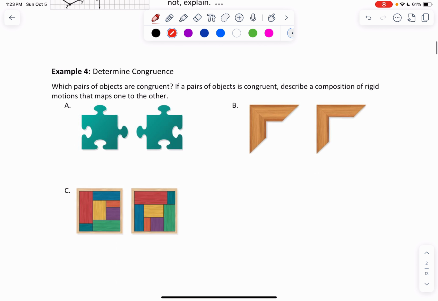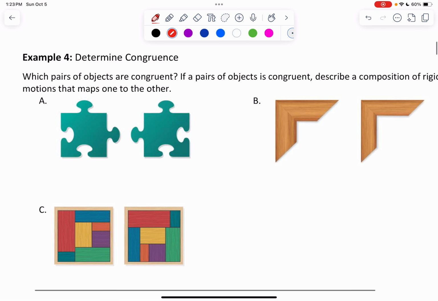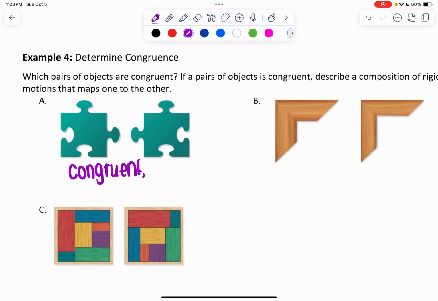And then finally, this last part. It says determine congruency. So just which pair of objects are congruent. If a pair of objects are congruent, describe a composition of rigid motions. So like this one, if I look at the two shapes, I'm just seeing that they look the same and they're the same size. So in other words, these two shapes will be congruent. And how so? Well, it looks like it's a flip. So a flip, in other words, would be a reflection, which is a rigid motion.